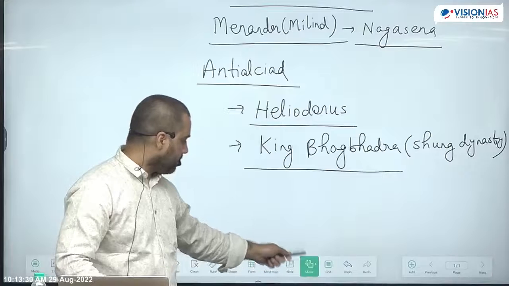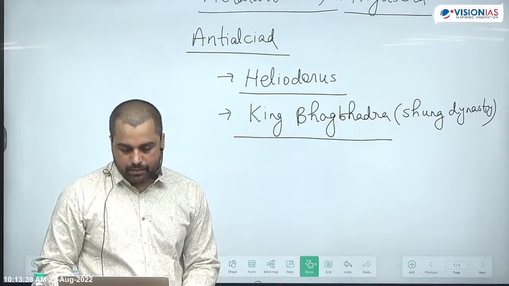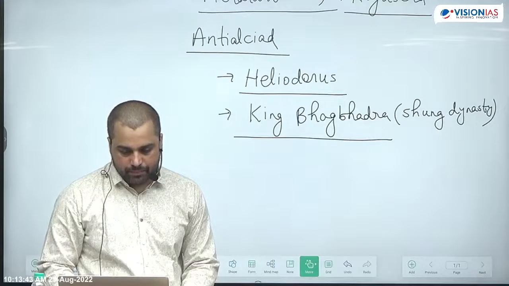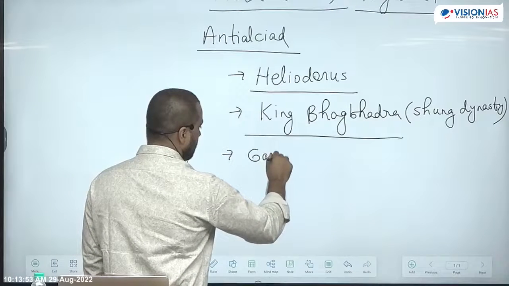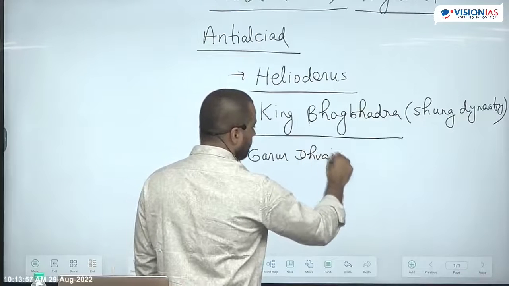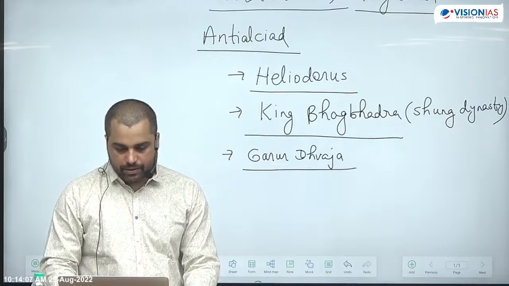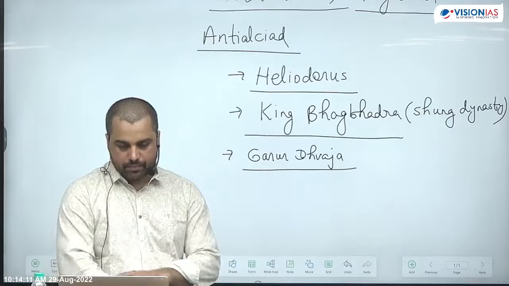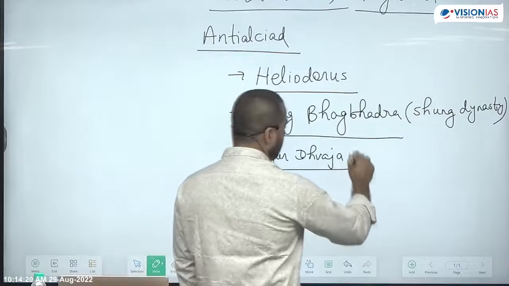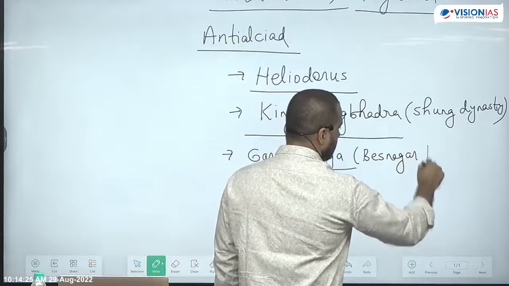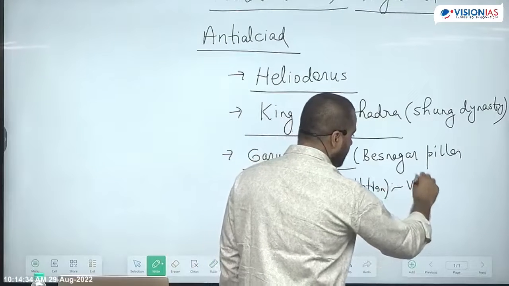Heliodorus erected a pillar called Garud Dhwaj in honor of Lord Krishna. This is called the Besnagar pillar inscription. This is in Vidisha. So ancient Vidisha is now in Madhya Pradesh.